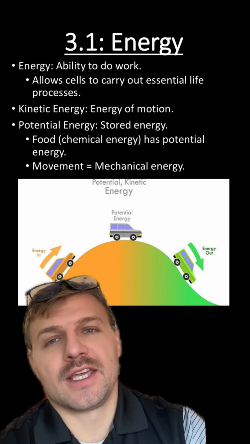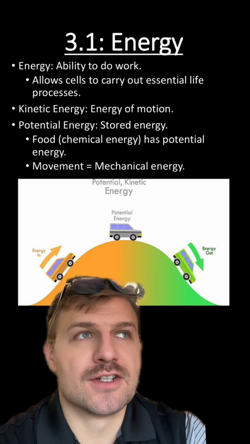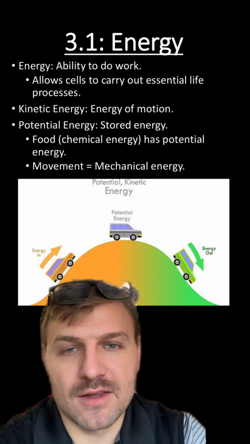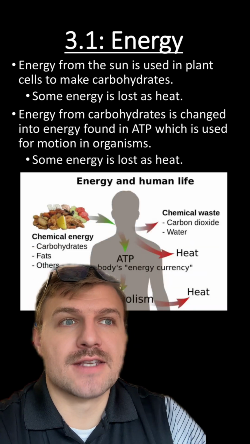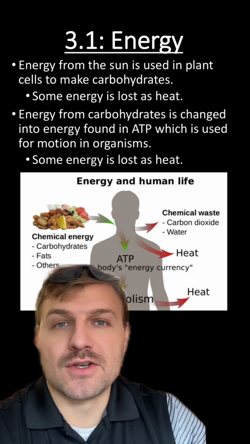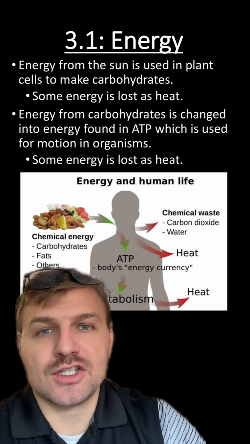We're going to be typically looking at the stored energy in specific types of bonds and how that energy is going to be released to do work within the cell. Typically in this chapter, again, we're going to be focusing on how energy is trapped by cells in plants by a process known as photosynthesis. And in turn, photosynthesis is able to utilize that energy to make carbohydrates.